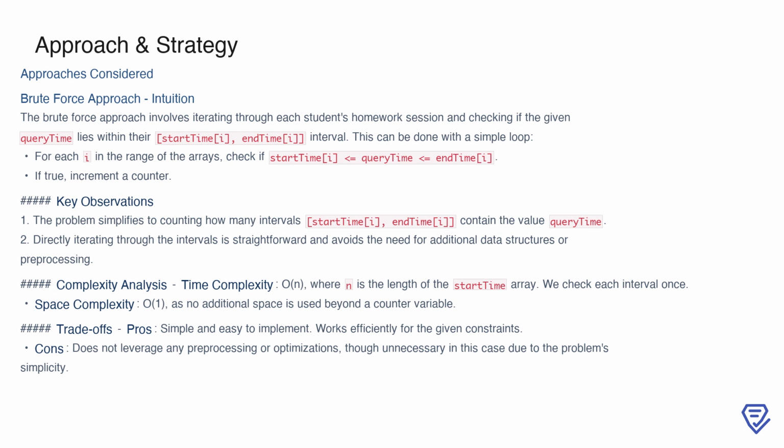The key observation is that the problem boils down to counting how many of these intervals contain the value query time. This approach is very direct and does not require any additional data structures or pre-processing. In terms of complexity, the time complexity is O(n), since we loop through all intervals once, and the space complexity is O(1), as we only use a counter. The main advantage of this method is its simplicity and efficiency, especially given the constraints of the problem. However, it doesn't involve any optimizations, which in this case is unnecessary due to the problem's inherent simplicity.